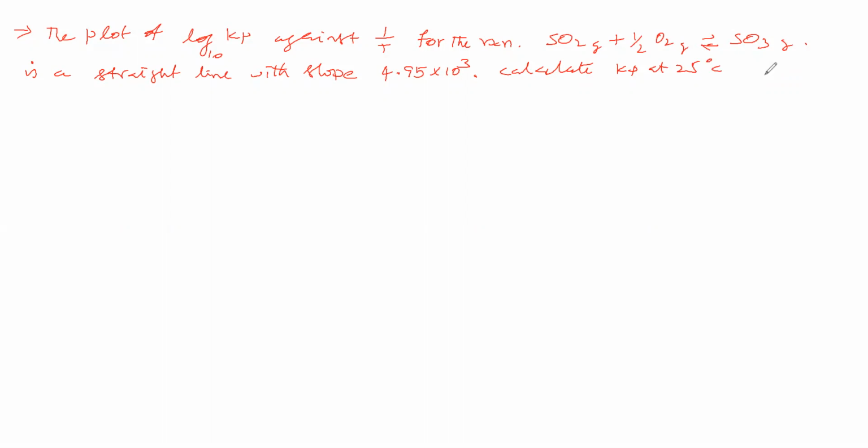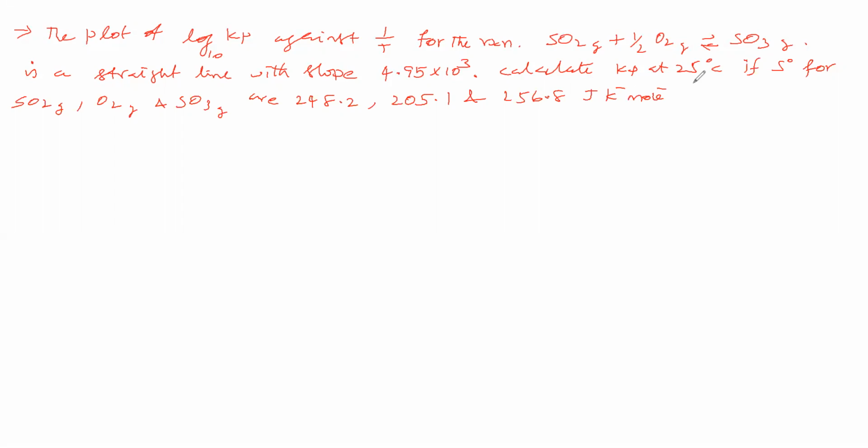If the standard entropies for SO2 gas, O2 gas and SO3 gas are 248.2, 205.1 and 256.8 joule per Kelvin per mole at 25 degrees Celsius respectively.